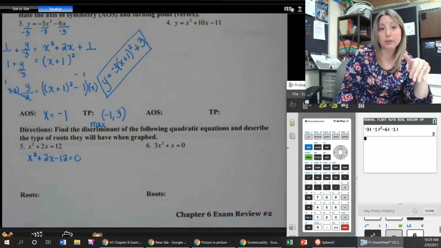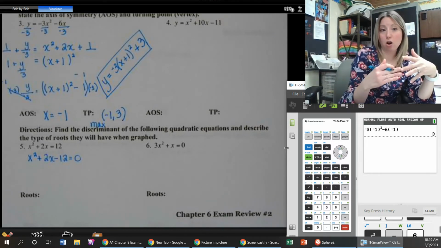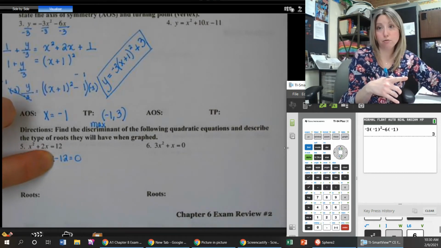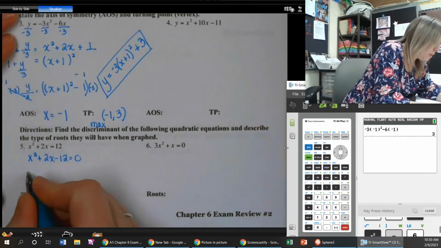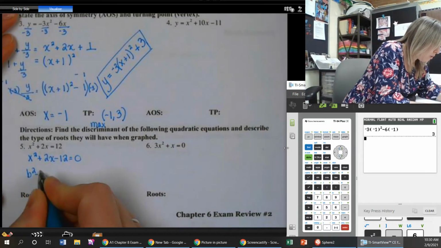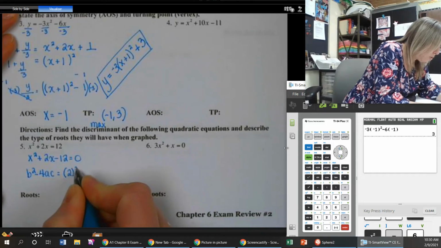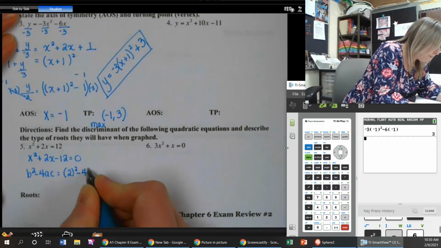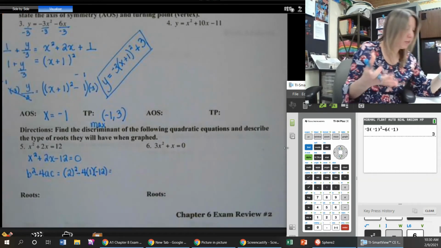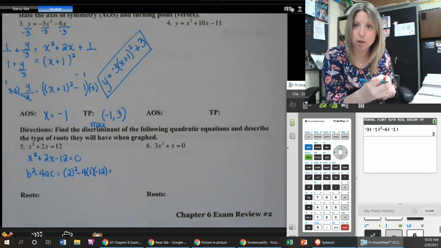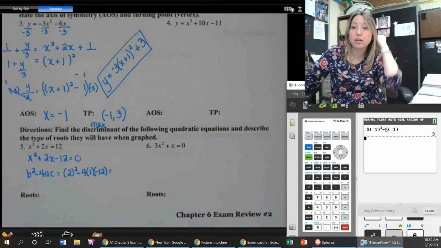The second piece is now that I know my a, my b, and my c, my a is 1, my b is 2, my c is -12, I plug those into b squared minus 4ac, or the stuff that's under the radical in your quadratic formula. So I'm just replacing each of these. And the thing is, it says find the discriminant. That's a value. That's an actual number. I can get that by plugging in right here.